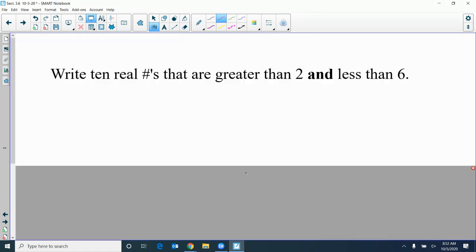All right, write 10 real numbers that are greater than 2 and less than 6. Okay, we need to come up with 10 different numbers that are greater than 2 and less than 6.